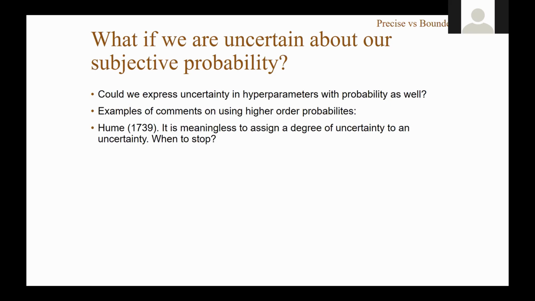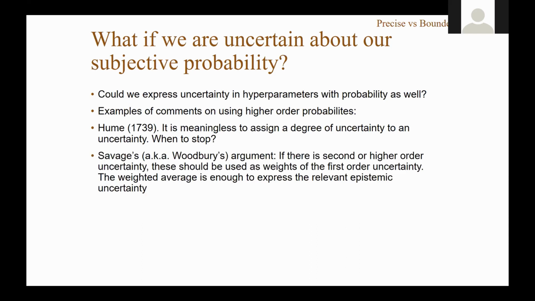Here is an extract of some philosophical discussions, where philosophers may think that it's meaningless. If we put probabilities on our subjective probabilities, then we could put probabilities on that, and so on. And when should we stop? There is no end to it. And if we start adding layers of higher order probabilities, at the end we basically want to collapse it down to some kind of weighted average down to the first level, to the subjective probability that captures the uncertainty we have.